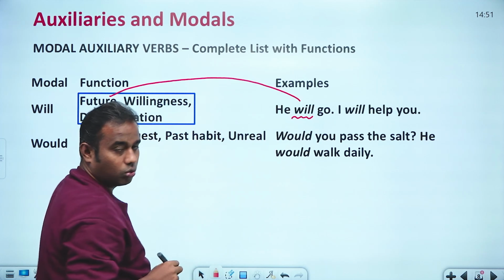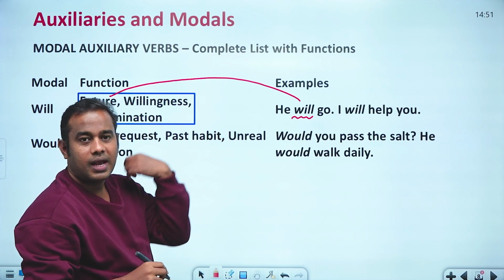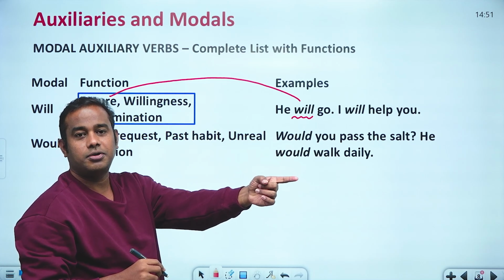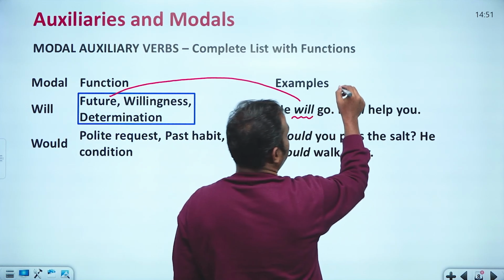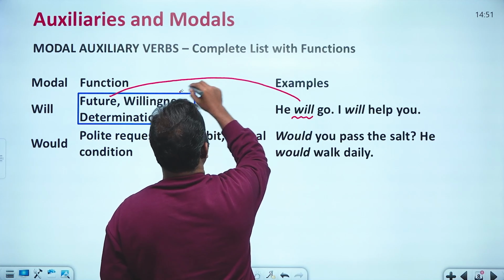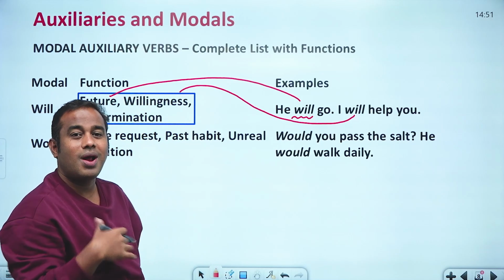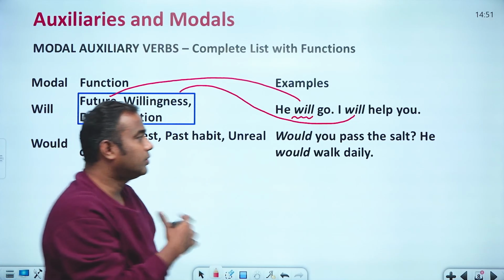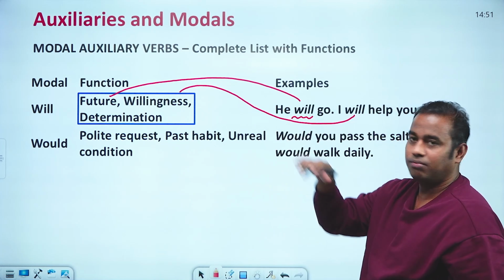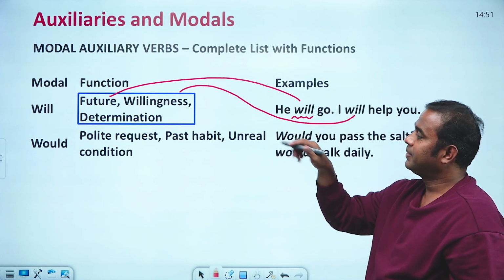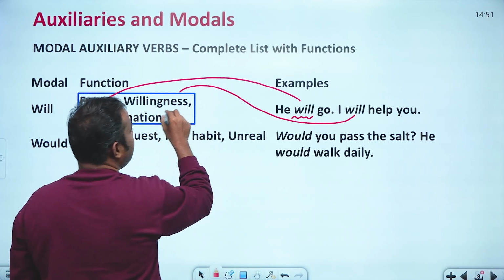He will go. Then willingness is: I will help you. I will help. I will take you. I will drop you. Like this. Okay, I will drop. So this is another variety of this. I will drop. That is called willingness, which means you are voluntarily doing something. So there we'll be using the word will as a modal verb.